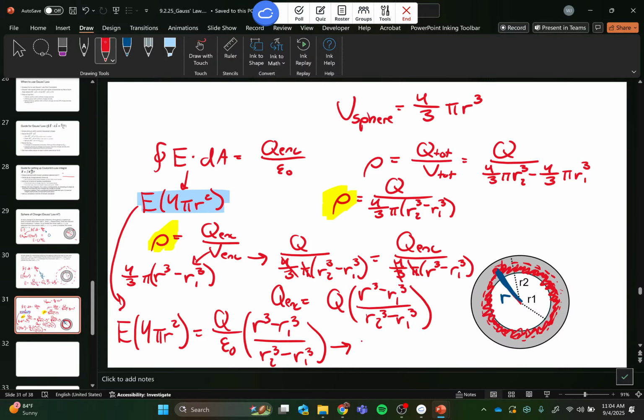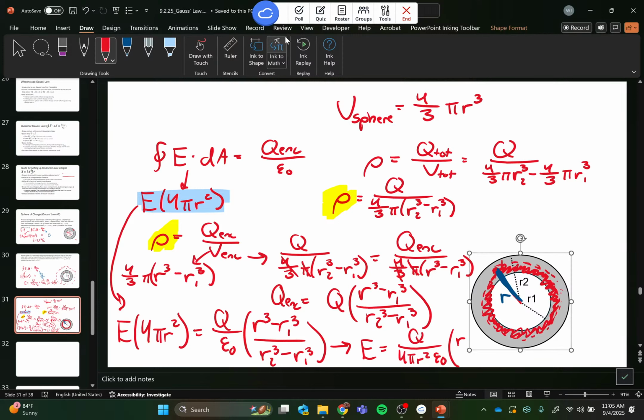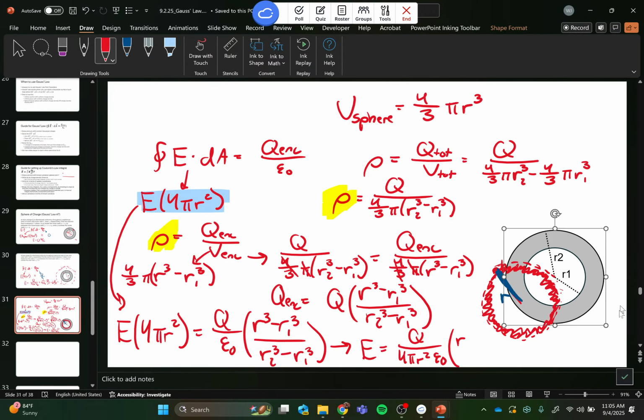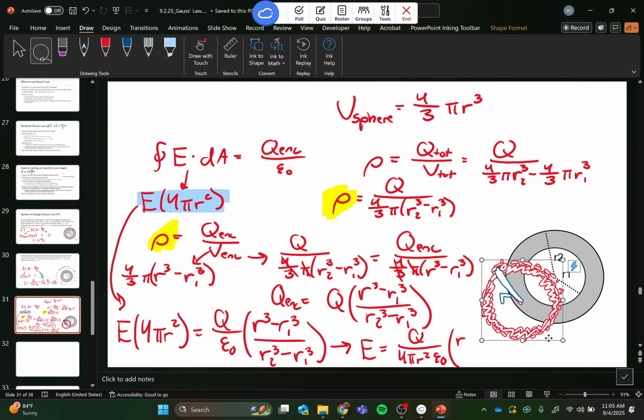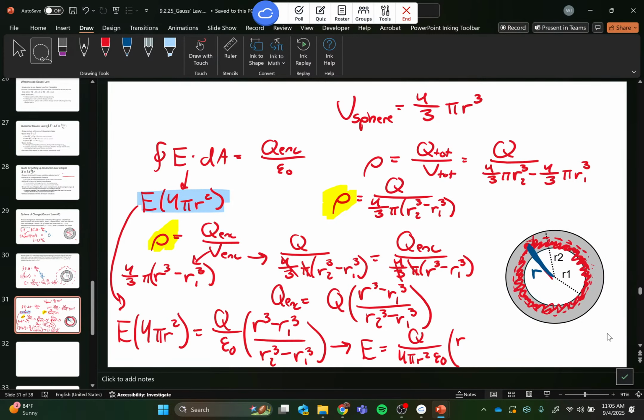And if you solve for E, we get Q over 4 pi r squared epsilon naught times this ratio. This ratio is literally just how much volume is enclosed out of the total. It's a ratio of volumes. So this is a good exercise. Did you sub in rho again? You could, if you wanted to. You totally could. But this is the answer. We know R. It is now written in terms of variables I know, and that's the end goal.